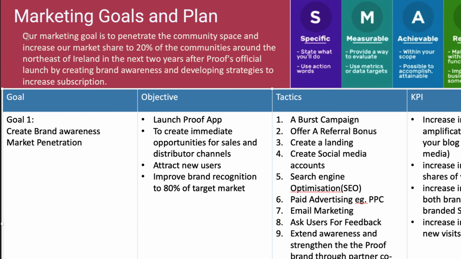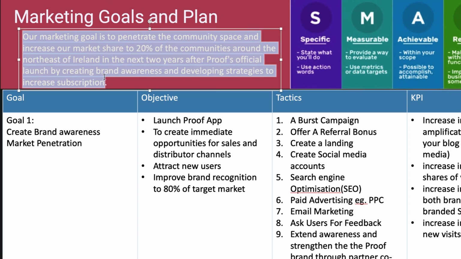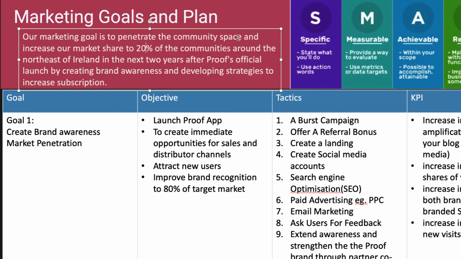Now, if I have to summarize this, here's what I did. Our marketing goal is to penetrate the community space. Remember, we're talking about Proof now. So our marketing goal is to penetrate the community space and increase our market share to 20% of the communities around the northeast of Ireland. So basically, we are being specific about where we want it, in the next 2 years after Proof's official launch. You can see that it's time bound: the next 2 years.